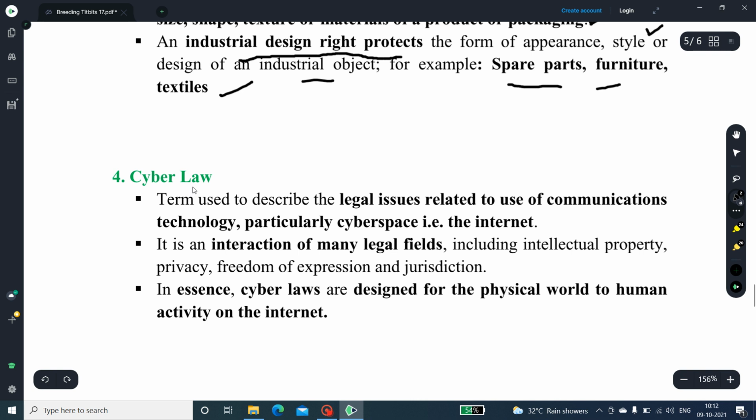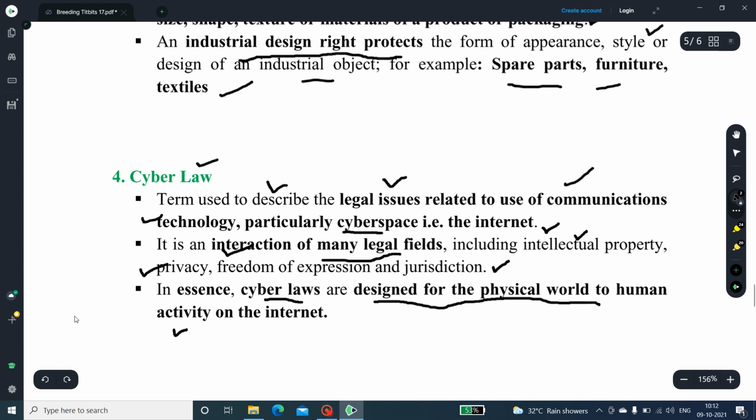And now the fourth one is cyber law. This term is used to describe the legal issues related to the use of communication technology, particularly cyberspace, that is the internet. It is an interaction of many legal fields, including intellectual property, privacy, freedom of expression, and jurisdiction. In essence, cyber law is an attempt to apply laws designed for the physical world to human activity on the internet.